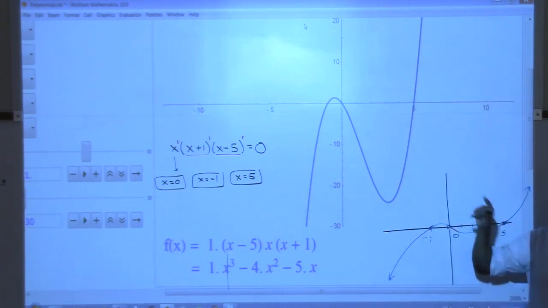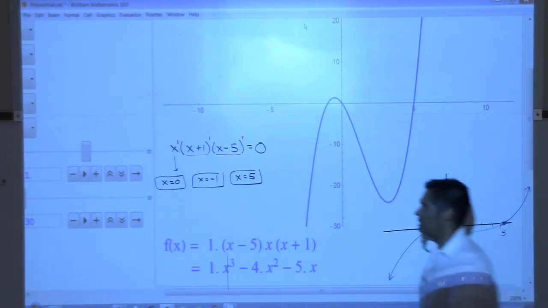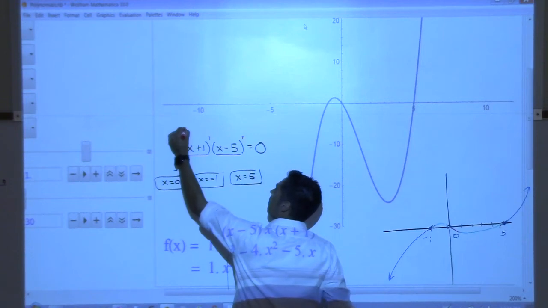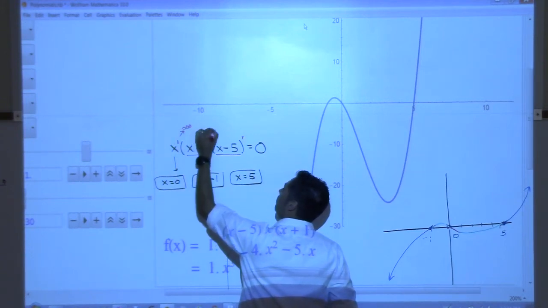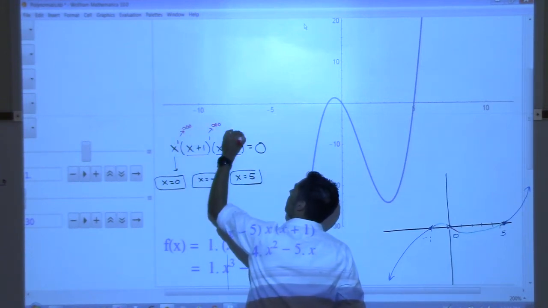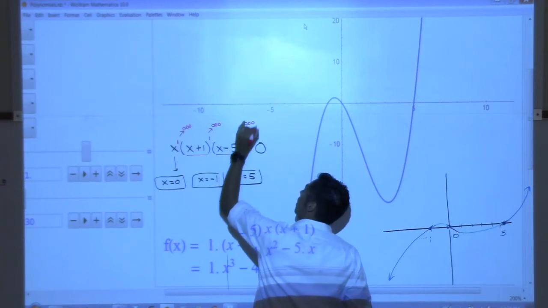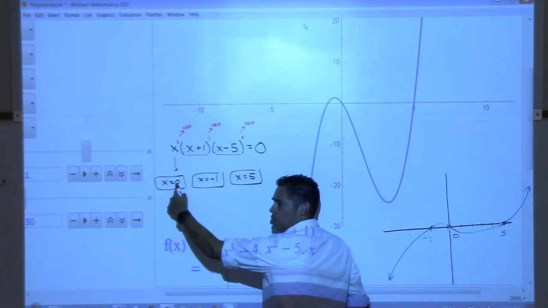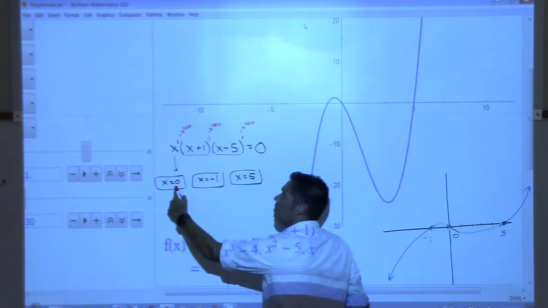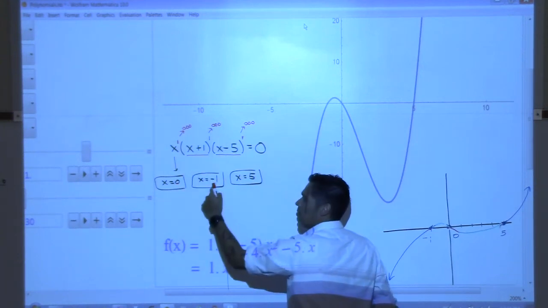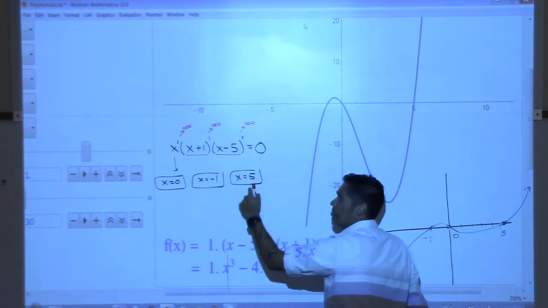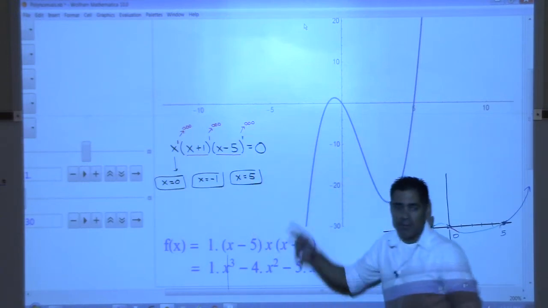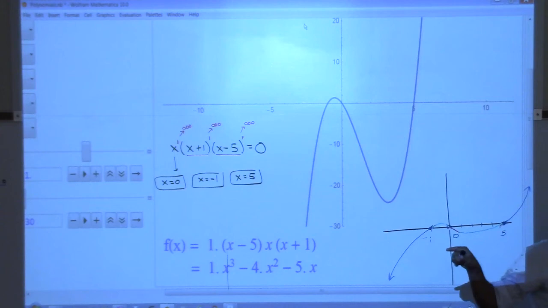If the number up there is odd, which they're all odd, right? 1 is an odd number. If this is odd, then what do you think that tells you? If this number is odd, then at this x-intercept, you must cross. This is odd, so at this number you cross. This is odd, so at this number you cross. Now, if it's even, you will bounce. Does that kind of make sense?